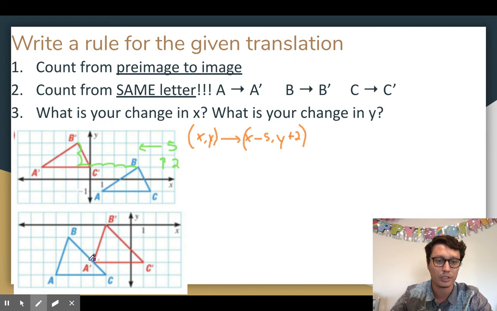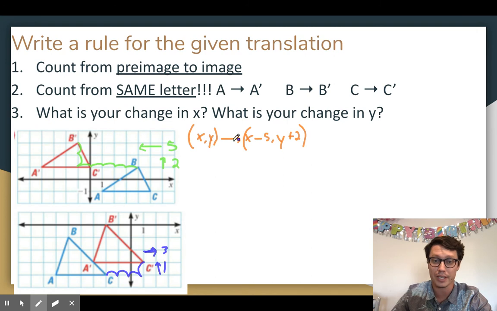Okay, if we take a look, again, same thing. Red shape or blue shape, which one's the pre-image? Blue shape is the pre-image because there's no prime symbols. Red shape is the image because it has prime symbols. So let's go from C. We're going to go to the right this time. 1, 2, 3, and we go up only once. So we went right 3 and we went up 1.